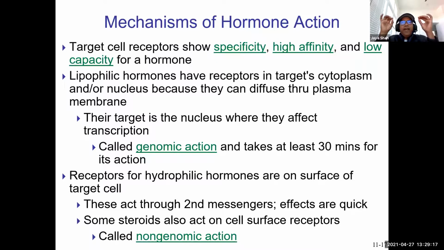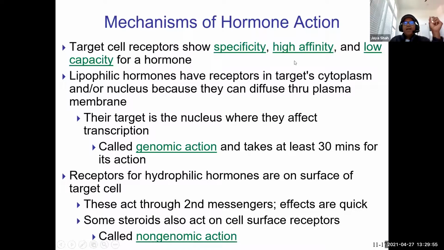So a hormone can act only when it binds with the target cells. Target cell receptors are very specific. They have specificity, that means they can bind only with a certain kind of receptor. Insulin receptor will bind with insulin, not with estrogen. And estrogen receptor will bind with estrogen, not with insulin.